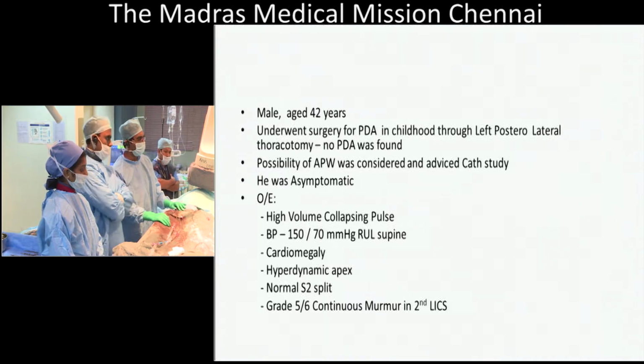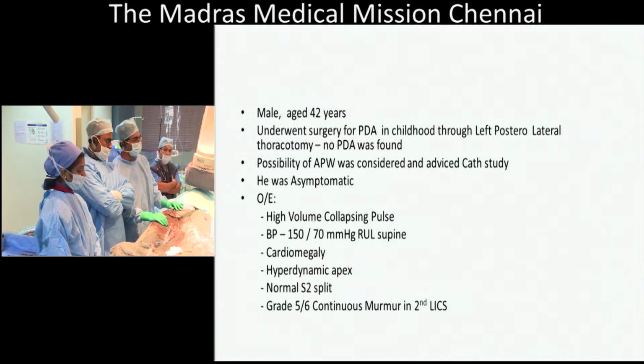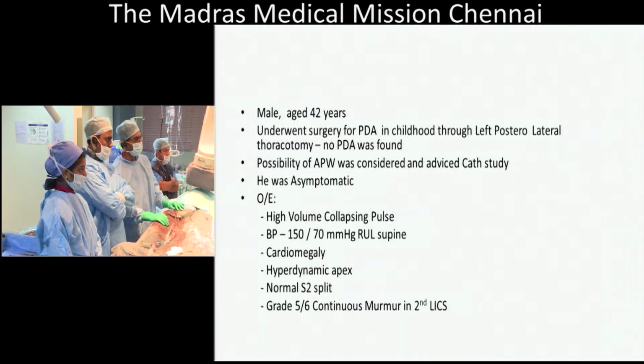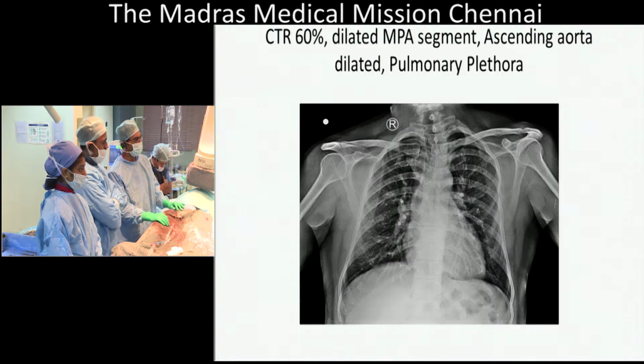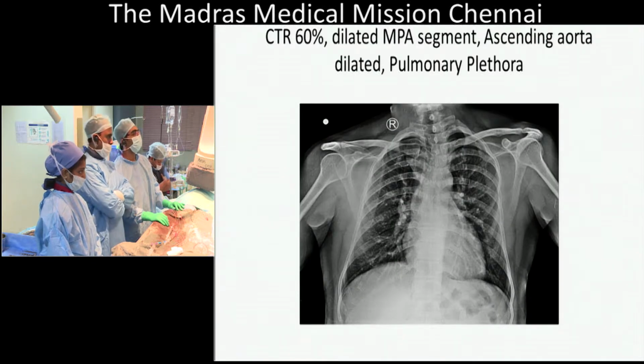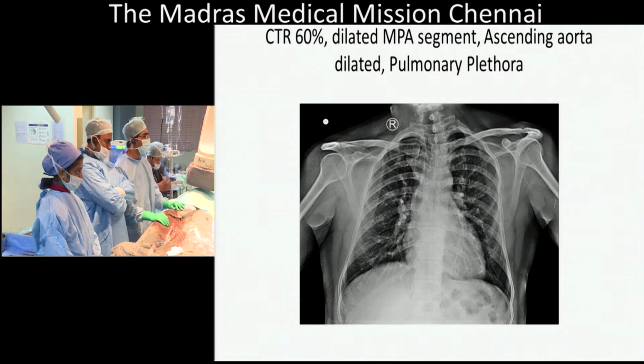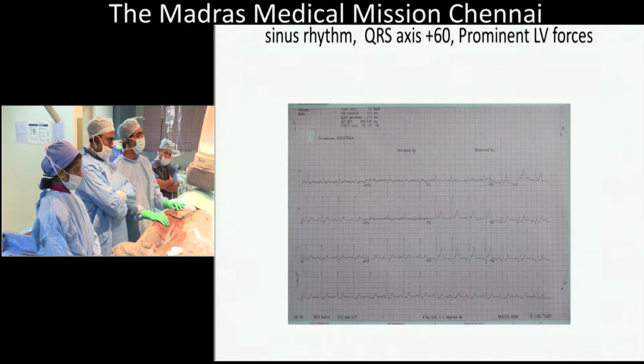On examination, he has a high volume collapsing pulse. Blood pressure is 150 by 70 millimeters of mercury in the right upper limb, supine. He has cardiomegaly, hyperdynamic apex, normal S2 split. There is a continuous thrill and a grade 5 by 6 continuous murmur in the second left intercostal space. His chest X-ray showed a cardiothoracic ratio of 60%, dilated MPA segment, dilated ascending aorta, and pulmonary plethora.